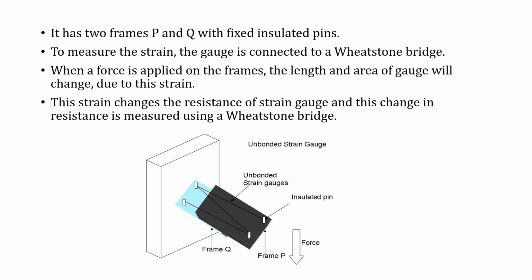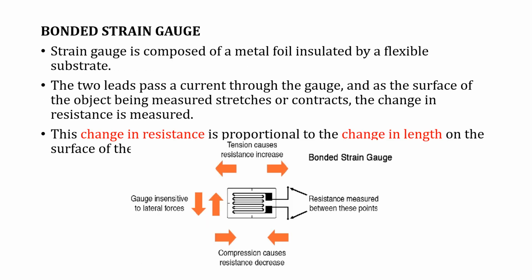So the strain changes the resistance of the strain gauge, and this change in resistance is measured using a Wheatstone bridge. So how can we measure these strains? We can measure these strains using a Wheatstone bridge. So this is another format of unbonded strain gauge. Now I'll see about the bonded strain gauge.